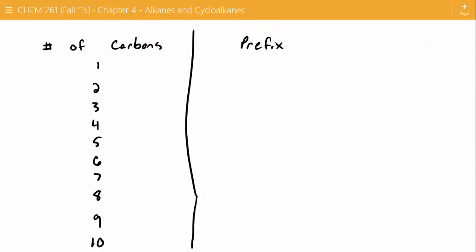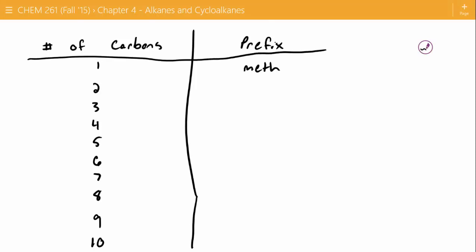All right, what's the prefix for one carbon? Meth. Not like the drug, but like the prefix, right? So methanol is a 1-carbon alcohol, right? That's what we distilled in lab the other day. What's 2 carbons? Eth. So ethanol is the drinking alcohol, not to be confused with methanol that will make you go blind.